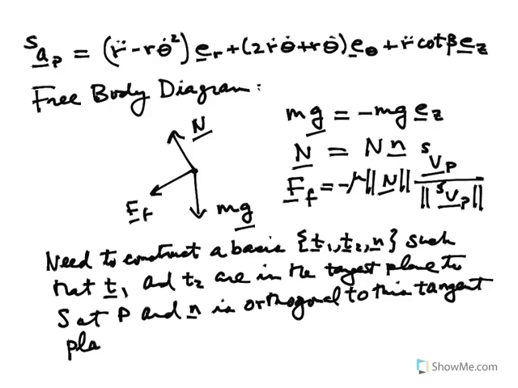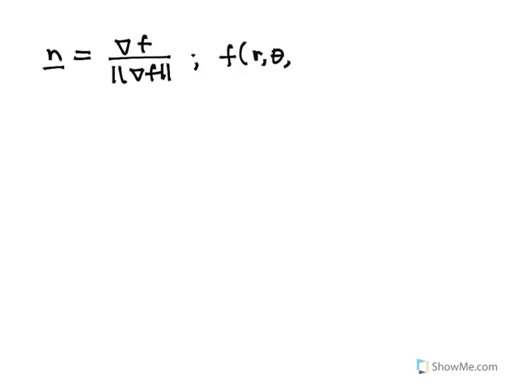Now, we did this problem before, and when I actually did it, we had the following results: the unit vector normal to the surface was equal to the gradient of f divided by the magnitude of the gradient of f. F in this case was a function of r, theta, and z, and it was equal to r cotangent beta minus z equals 0.